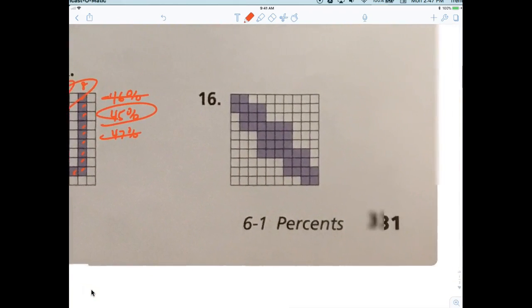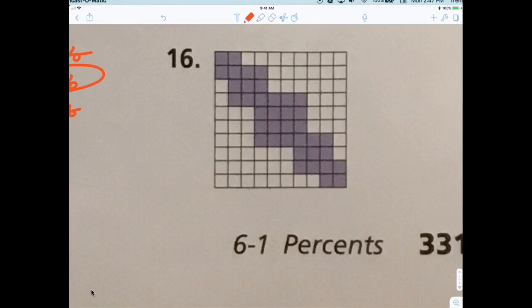All right, here we go. Uh-oh. Somebody count 16. Just count 16. Now this one visually you should be okay with.